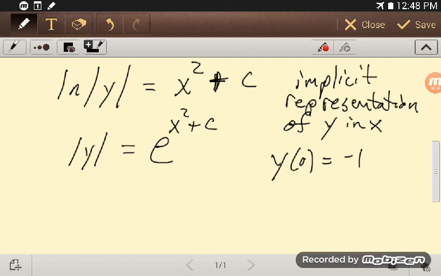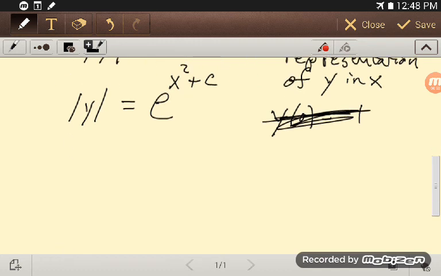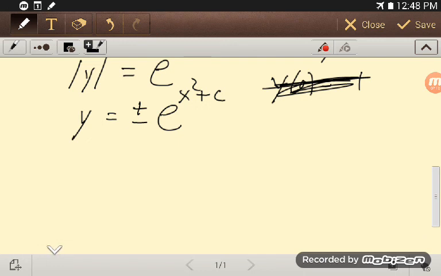Because without any information like this, so let's scratch out that information, then what I know is y is either plus or minus e to the x squared plus c. So that's what I know.